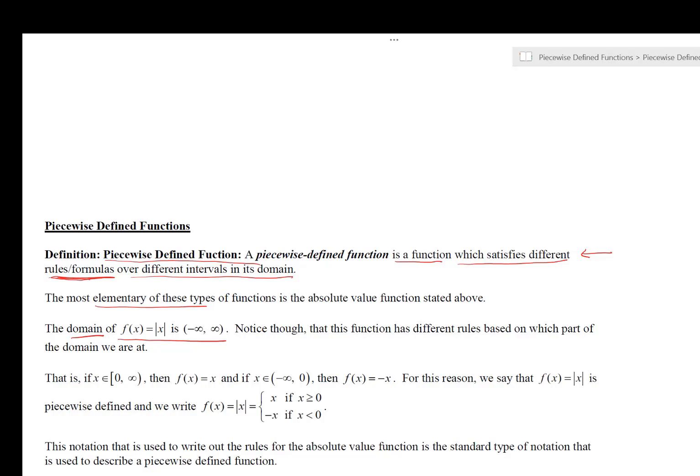But we did see a moment ago that if x was not negative, if it belonged to the interval closed 0 to infinity, then the function's rule was x. However, if x was a negative number, then the rule for the function was negative x. And hence, we wrote this entire rule. f of x was the absolute value of x, and it was x if x was not negative, positive or equal to 0, and it was negative x if x was negative. This type of way of writing a function is an example of how we write piecewise defined functions.